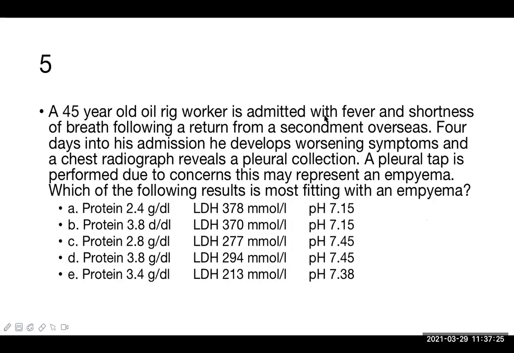Now, number 5. This is a bit of an interesting type of question. Please take a piece of paper and a pen in front of you, and probably you need a bit of time for this type of question. A 45-year-old oil rig worker is admitted with fever and shortness of breath following a return from a secondment overseas. So he was working there and he returned with these problems.